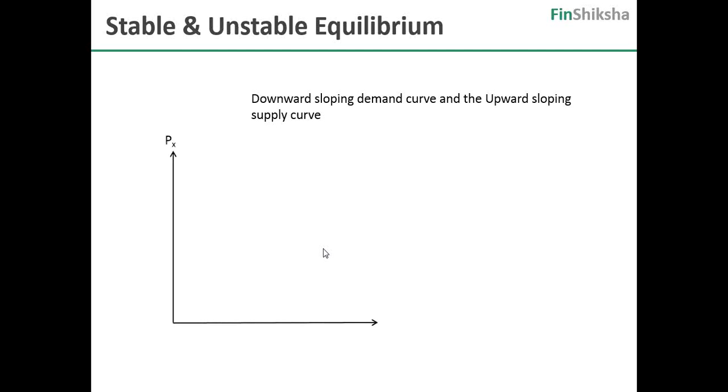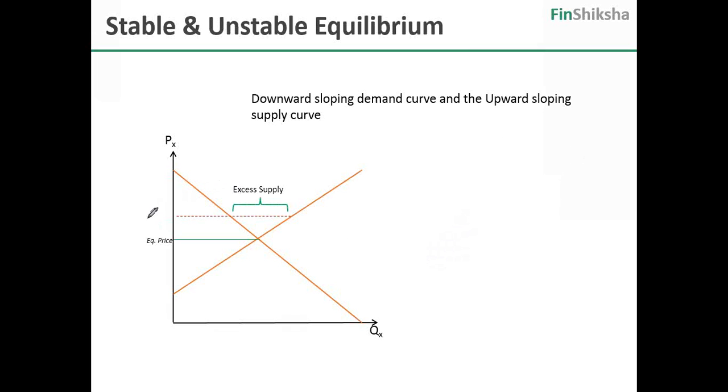So now we have a downward sloping demand curve and an upward sloping supply curve. So we combine the two. When we combine the two, we find this kind of scenario, right? We have an intersection point of the two, and where they intersect is where we have equilibrium quantity and equilibrium price coming in.